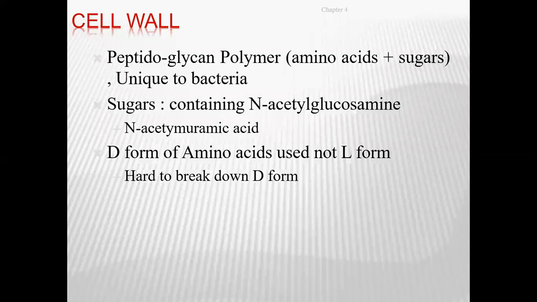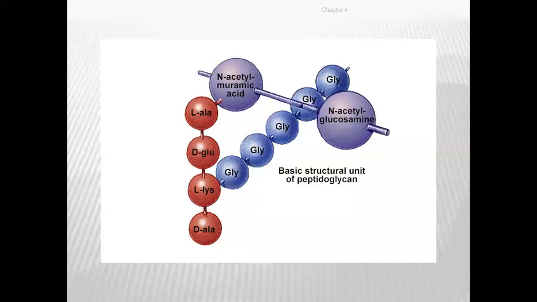The D form is not sensitive to the enzymes present in the host, because most enzymes degrade the L form of amino acids, while the D form is not. These enzymes are not effective, so it is hard to break down the D form, and this helps in the protection of bacteria from host enzymes. This is the structure of the peptidoglycan layers.